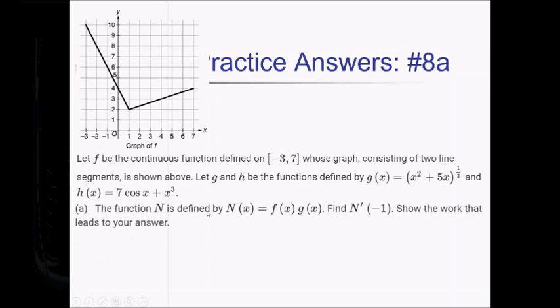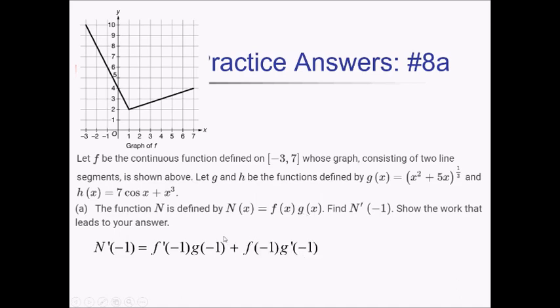Now, coming back to this here, we have another function, the n function, defined as n of x equals f of x times g of x. We want to find n prime of negative 1. Since this is a product, we're going to use the product rule. So in general, that would be u prime v plus uv prime. In this case, that's going to be f prime of negative 1 times g of negative 1 plus f of negative 1 times g prime of negative 1. Just using the product rule and plugging things in kind of at the same time.